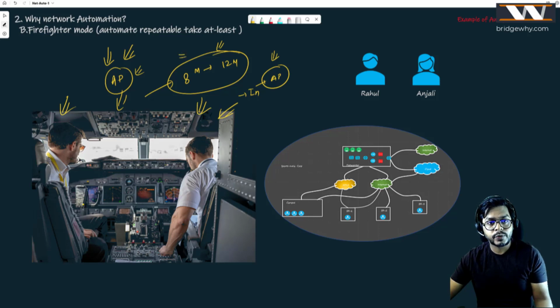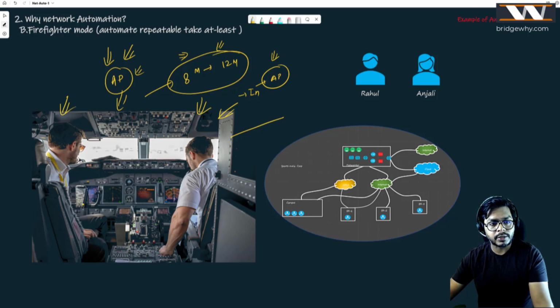Only 8 to 12 minutes. The remaining is done by autopilot. So if I may ask, does it mean that pilots are not important? No, this is not the case. Pilots are extremely important because they are the ones giving the instructions to this autopilot, right? But yes, in this free time, whatever free time they get, they can be more productive in doing something else, right?